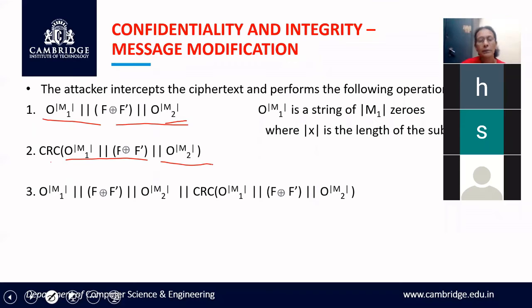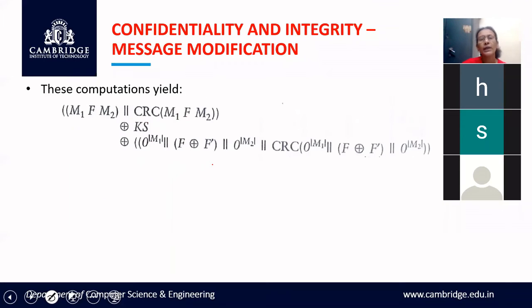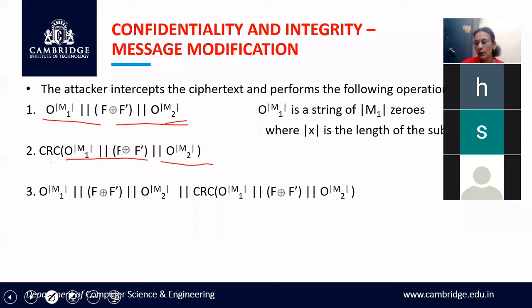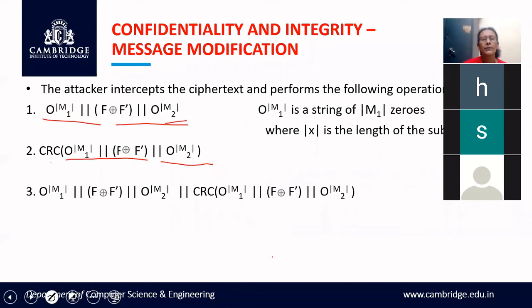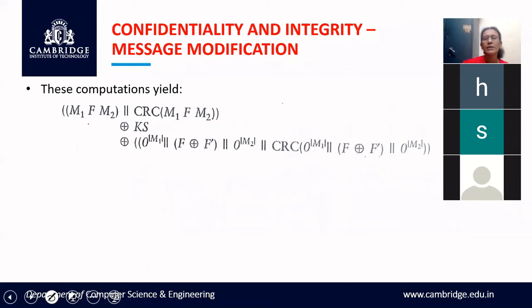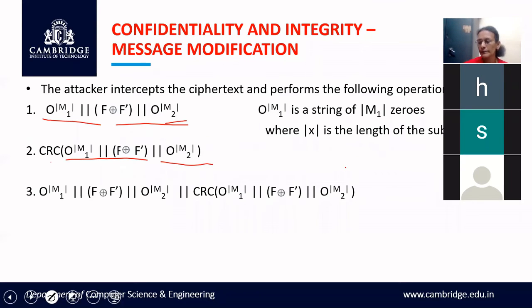Okay, that is our step 3. Now what he does, he takes the message, whatever he has received, whatever the sender has sent. We have seen that the sender is sending this message, that is the plain text concatenated with CRC of the plain text, XORed with the key string. To that, he XORs whatever he has calculated in step 3 here.